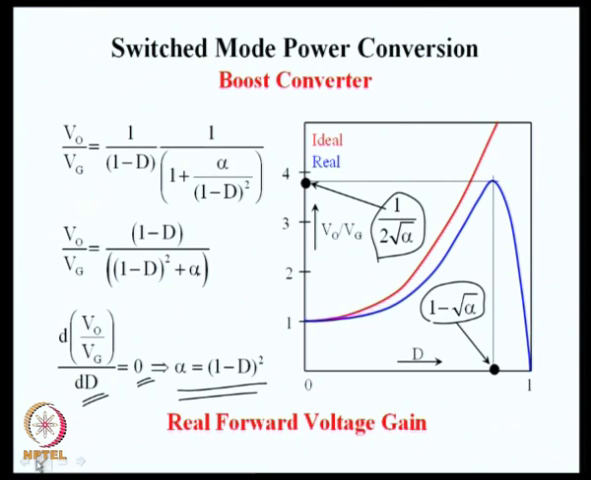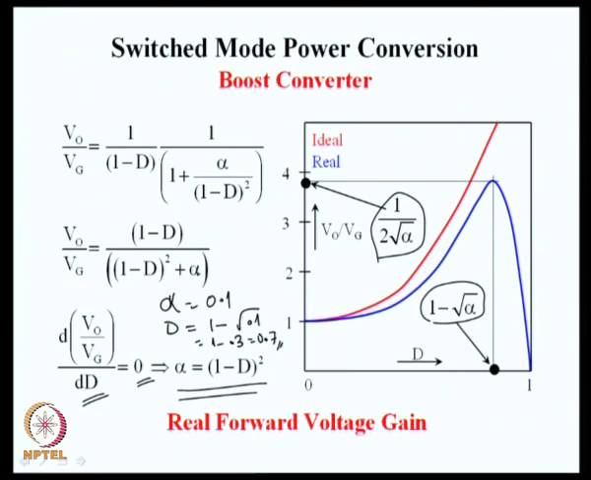For example, in the same converter, if alpha is equal to 0.1, then the duty ratio at which maximum gain occurs is 1 minus root of 0.1. So, that will be 1 minus probably about 0.3. So, that will be around 0.7.